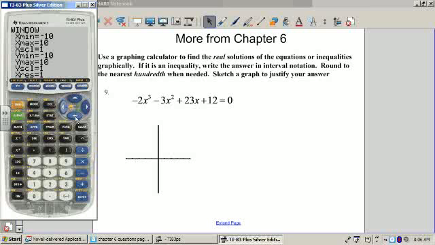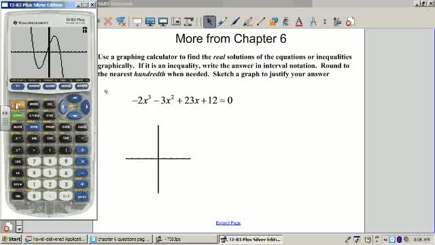Let's go ahead and change the window. I'm just going to try to start with negative 50 and 50. If it doesn't work, it's not going to be a big deal. I'll just change my window again. But that actually looks pretty good. Okay, where are my zeros? Well, apparently I have 3 zeros.